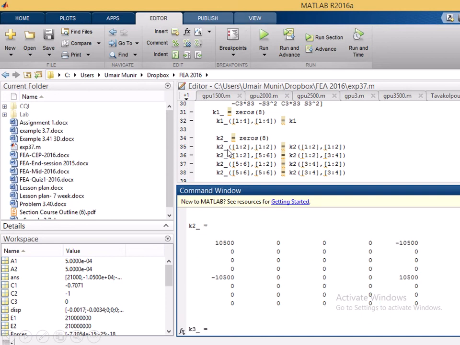Now we want to fit the K2 local matrix into this K2 underscore matrix. So in the first line you can see K2 underscore 1:2 comma 1:2. This means that we are calling these four elements.